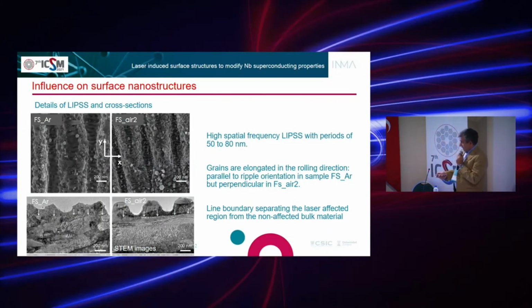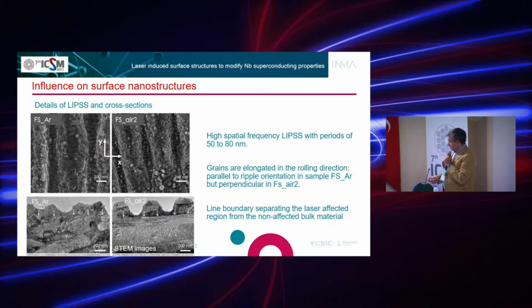Also, you can observe that between this LIPSS structure, there is another structure with a period of 50 to 80 nanometers that is called high spatial frequency LIPSS. And when you make the cross-section of this area, what you see is that you have a very nice, it's not melt. We don't have any amorphous phase. We have a crystalline phase here.